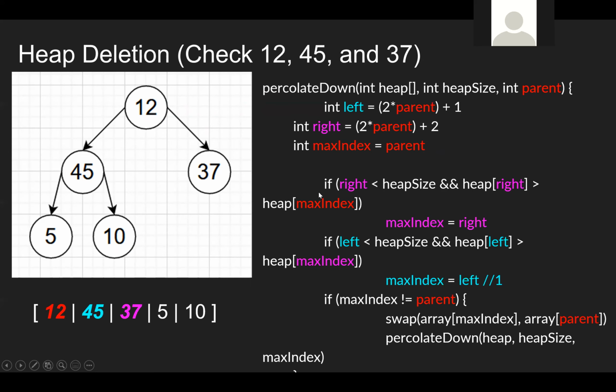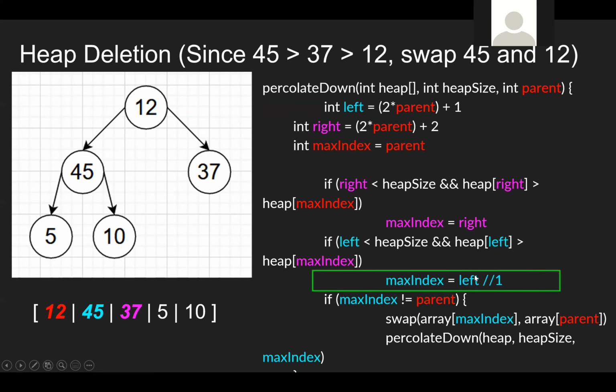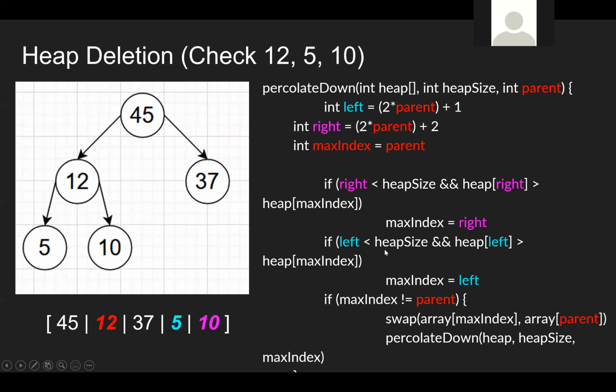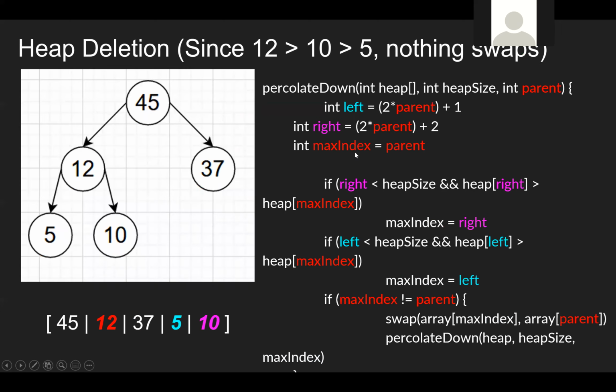So we go through it. We have max index becomes left, right? And the max index is not the parent, so we actually swap them. So now we call heapify down again. And in this case, we get that the max index is the parent because 12 is greater than 10 is greater than 5. So no swaps, and we're done.